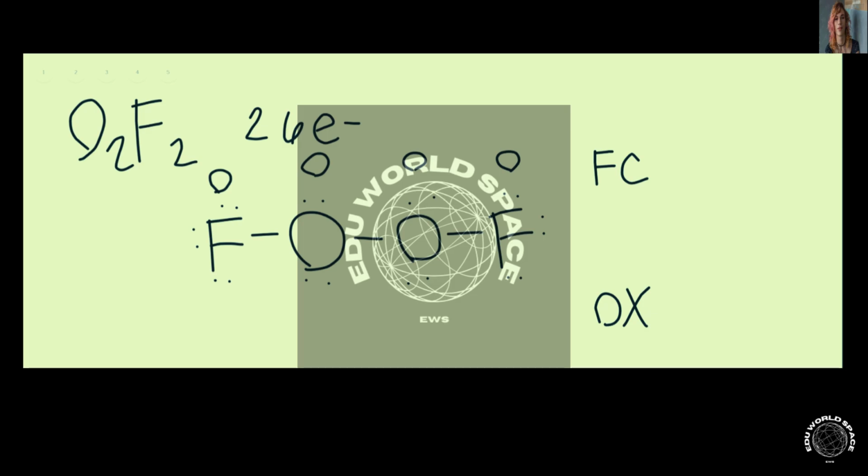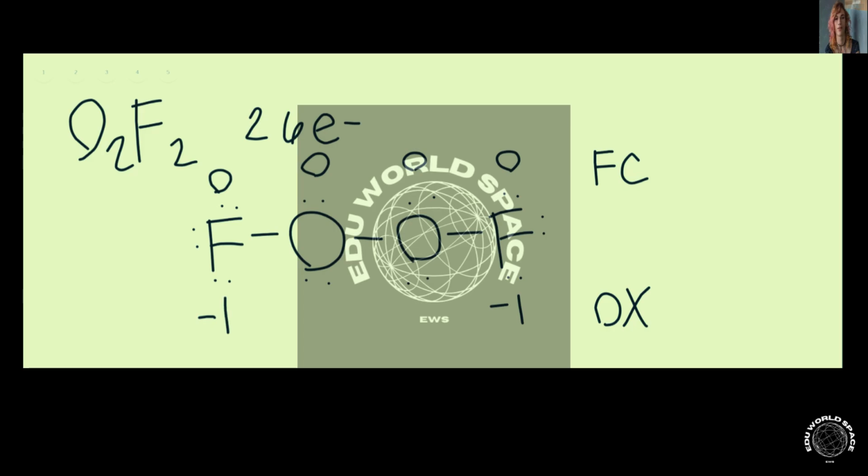So first let's do fluorine. In fluorine, we have 7 valence electrons minus 6 lone pair electrons minus our 2 bonded electrons. So we have 7 minus 6 minus 2. That gives us an oxidation state of -1. And same story for our other fluorine atom.